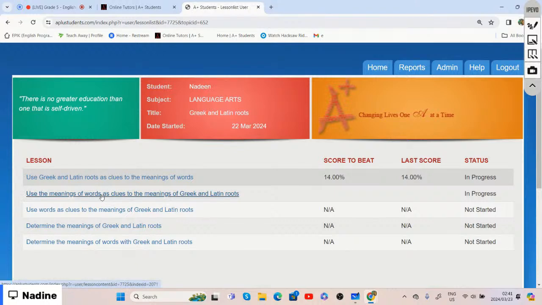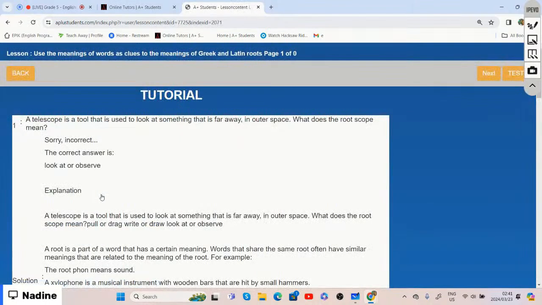Now we also use the meanings of the word as clues to the meaning of the Greek and Latin root. Here we said a telescope is a tool that is used to look at something that is far away in outer space. What does the root scope mean?